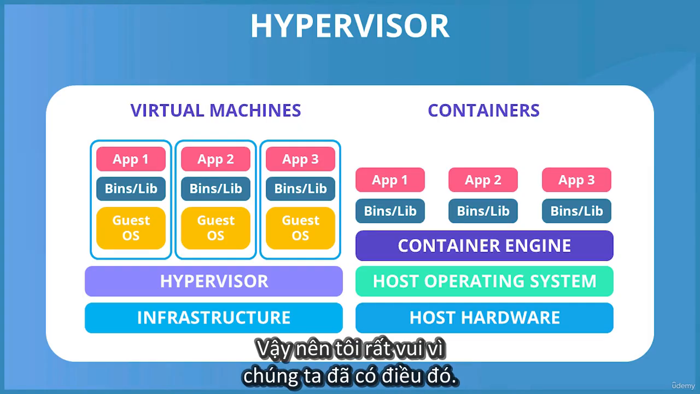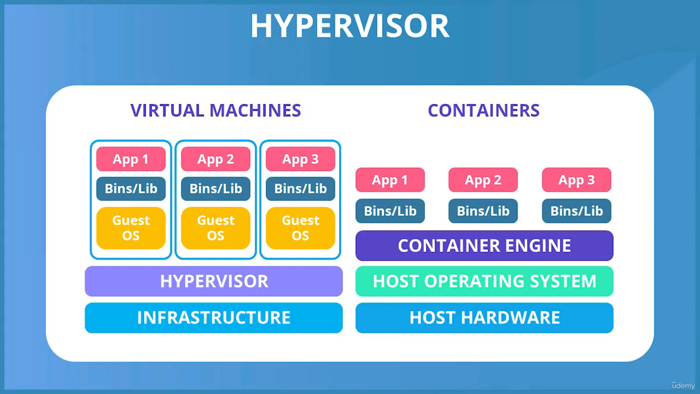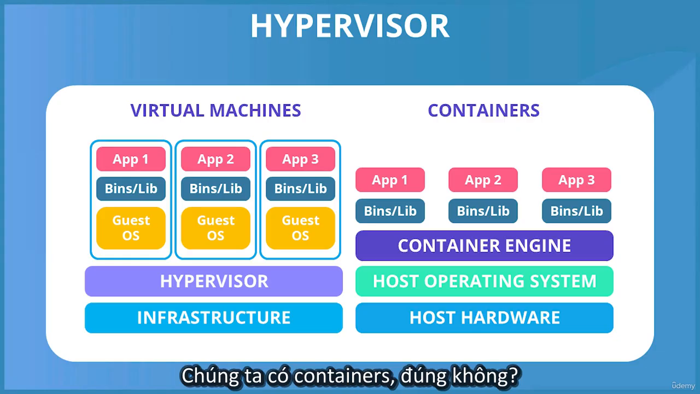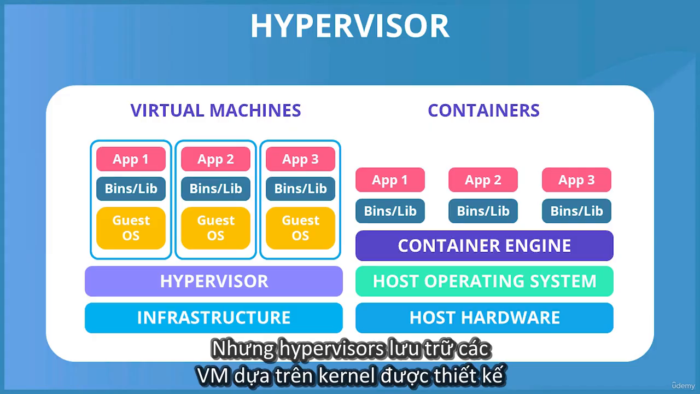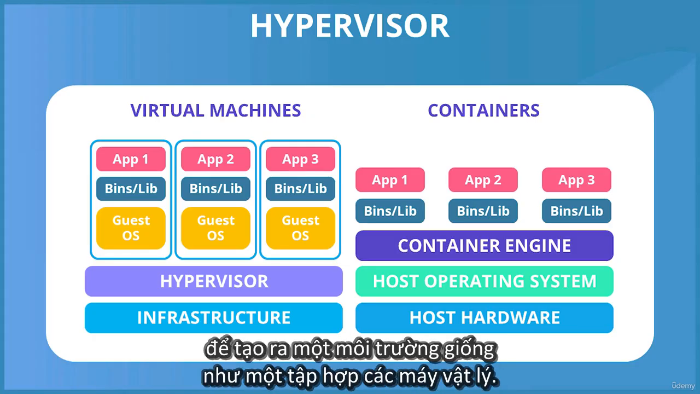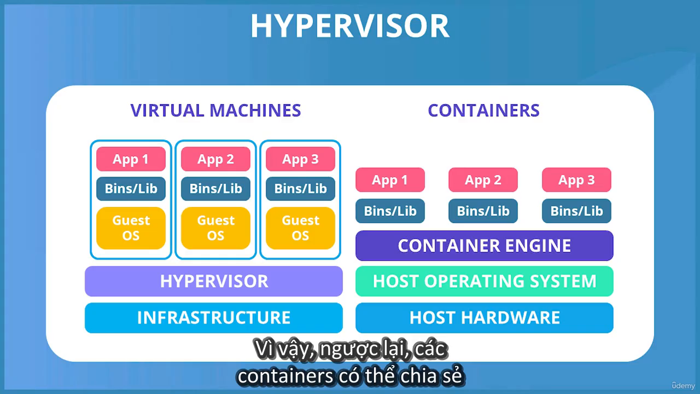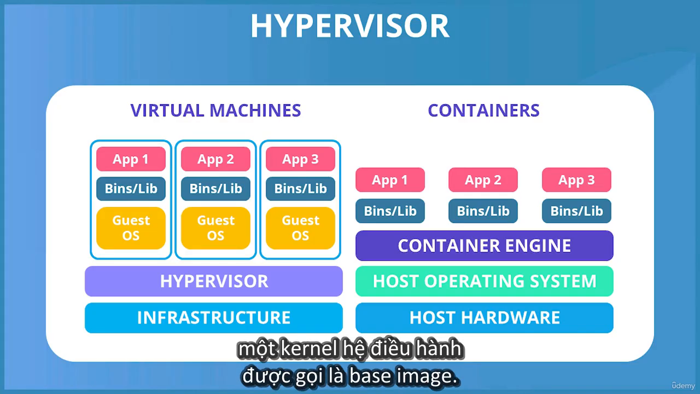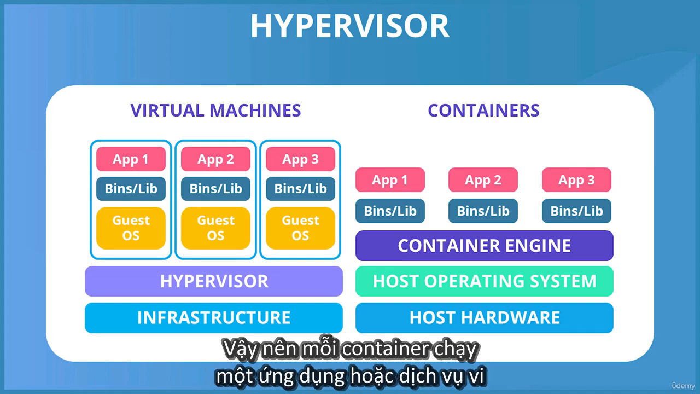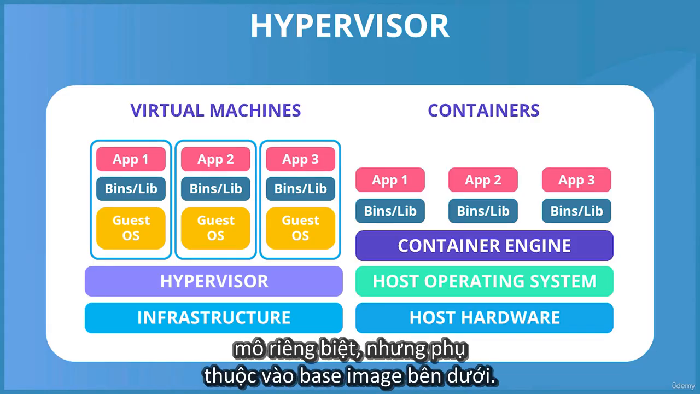All right, so I'm glad we've got that. Let's move on. We've got containers, right? They might seem like hypervisors, but hypervisors host kernel-based VMs designed to create an environment that mimics a collection of physical machines. See, each VM contains its own independent OS. So, in contrast, containers can share an OS kernel, known as a base image. So each container runs a separate application or microservice, but depends on the underlying base image.